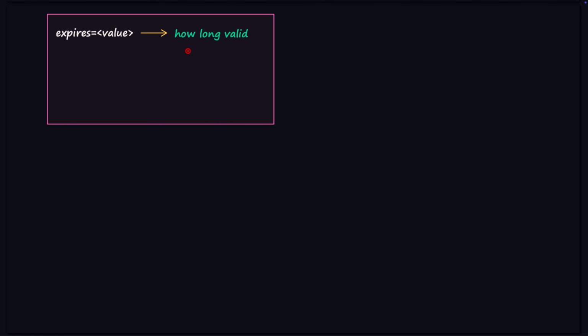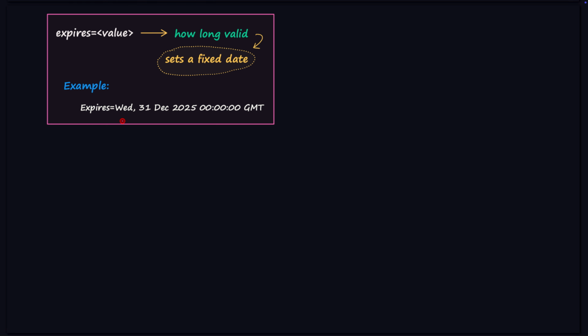The next common attribute is something called expires. This indicates how long the cookie is valid. So this one uses a fixed date. We can specify a fixed date and time, and until that date and time, the cookie is valid. And the example for this will be something like this. We'll specify the actual date and time until which the cookie is valid.